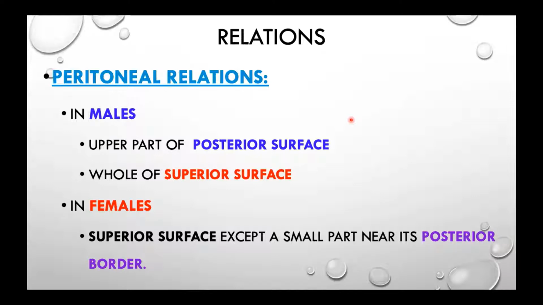Coming to its relations, even though the urinary bladder is a subperitoneal organ, we have some peritoneal relations to understand here. It is lying below the peritoneal cavity, so we call it a subperitoneal structure. If it is behind, then we call it a retroperitoneal structure. In males, the peritoneum is related to the urinary bladder only in the upper part of the posterior surface, as well as the whole of the superior surface. Whereas in females, the peritoneum is covering only the superior surface except a small part near its posterior border.